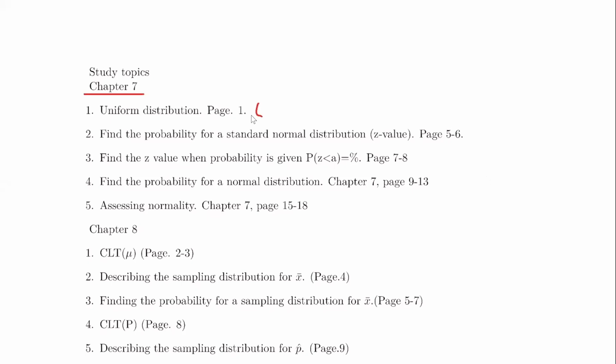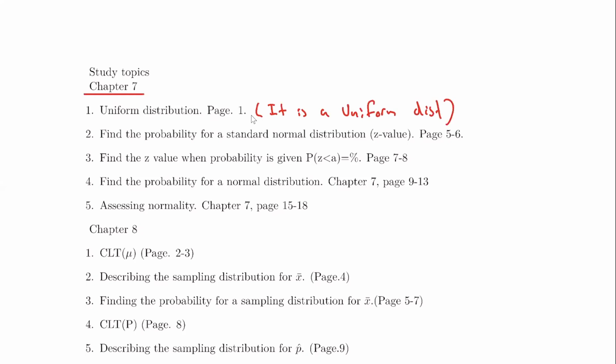All right, no question for uniform distribution. The main thing for uniform distribution is that the problem has to say the data set is a uniform distribution. If the problem doesn't say anything about it being uniform distribution, then you probably shouldn't use uniform distribution for that problem. All right, let's do number 2.